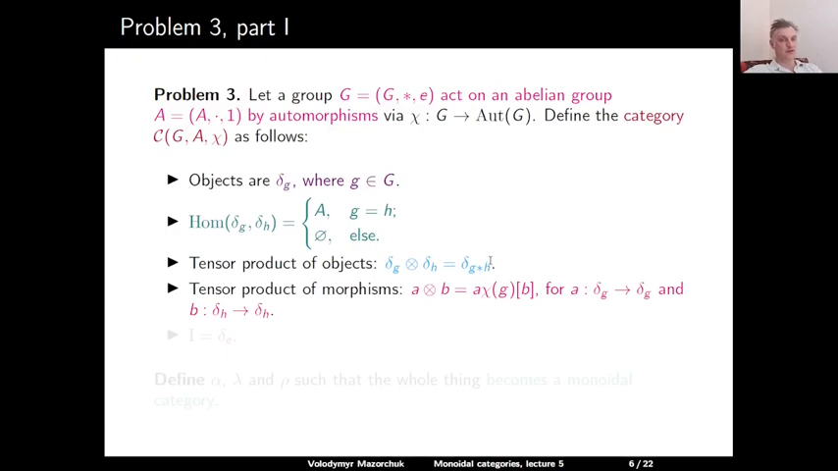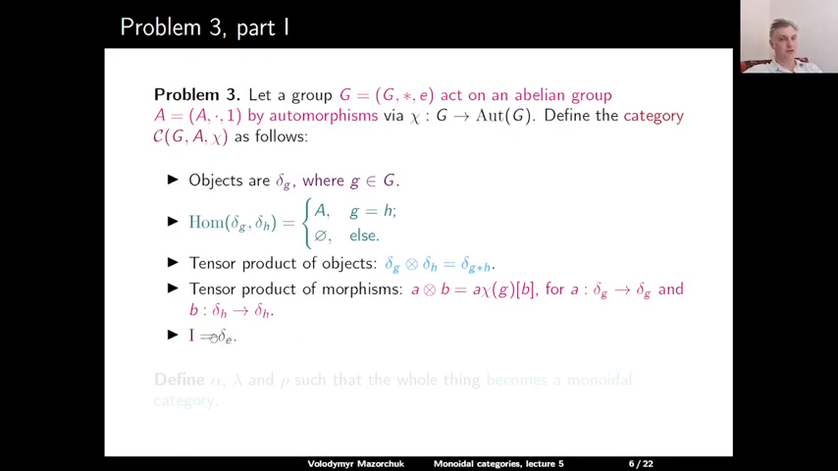Tensor product of morphisms is defined in a non-trivial way. If we have a morphism a from delta g to delta g and a morphism b from delta h to delta h, then a tensor b is defined as a times, in the group A, the element chi of g applied to b. So chi of g is an automorphism of A and we apply it to b. Note that this element g is exactly the element where we take a from. So a is a morphism from delta g to delta g.